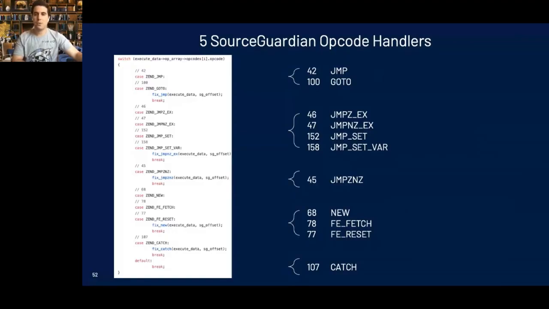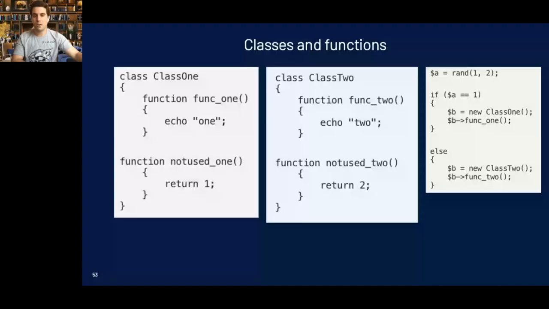So like we saw before with Python, classes introduce another layer of complexity. So I'll start with an example real quick. We've got class 1 and class 2. Each one has a func1 or func2, which echoes 1 or 2. The classes also have a function that will not be called, called not used 1 or not used 2, and return value 1 or 2. So in the main logic of the PHP script, I generate a random number 1 or 2 that will determine which class is instantiated, and then in turn, which function is called.